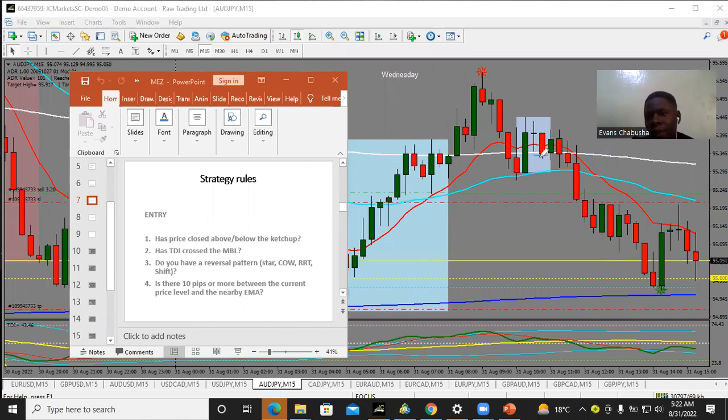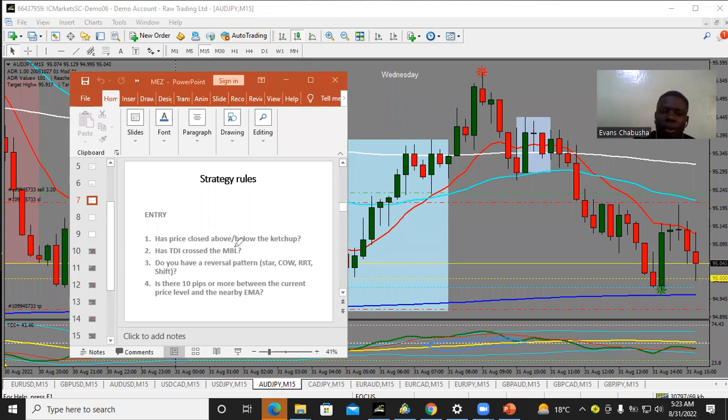There. That is the point where price closed below the ketchup. Okay, one, it has confirmed. So as TDI crossed the market baseline. So the market baseline on TDI is this yellow line here, which is following.